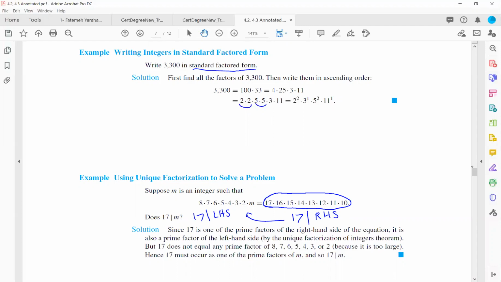Is 17 a factor of 8? No. Is 17 a factor of 7? No. Is 17 a factor of 6? Of course not. 17 a factor of 5? Nope. 17 is a factor of 4? No. 17 is a factor of 3? Of course not. 17 is a factor of 2? Nope. 17 must be a factor of m. Or you can divide the left-hand side, right-hand side, simplify the right-hand side, and show that m has 17 in it.